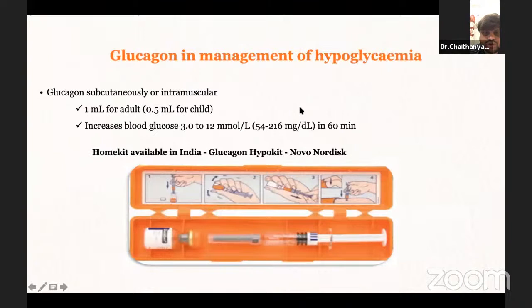This is what I told you in the first discussion as well. Glucagon injections, even though they are not available in India, were available in Europe and the United States of America, where usually they are given for both adults as well as for children. Approximately, they will give 1 ml of glucagon injection for adults and 0.5 ml of glucagon for children. It increases the blood glucose by approximately 54 to 216 milligrams per deciliter in 60 minutes. Next slide.